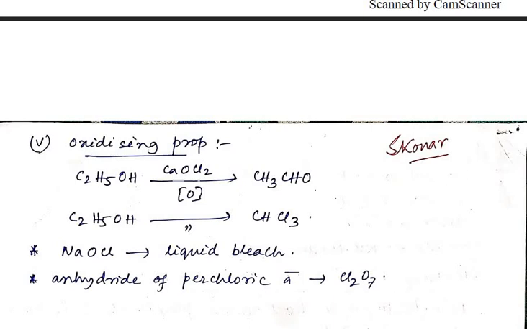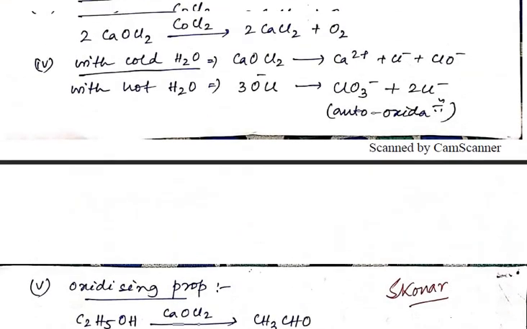Okay, and finally we are giving two short notes to start the topic, that is NaOCl, which is also known as liquid bleach, and the anhydride of perchloric acid, that is HClO4. Everybody knows that perchloric acid I have already discussed in this class in the oxyacid portion, that is perchloric acid, HClO4. So if I heat the HClO4, then it will form Cl2O7. That's why Cl2O7 is mainly known as the anhydride of perchloric acid.